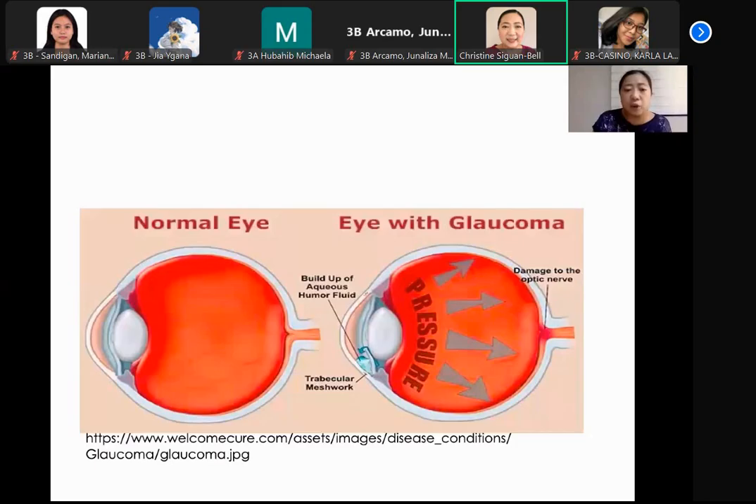This is a picture of the normal eye compared with an eye with glaucoma. If there is glaucoma and there is increase in intraocular pressure, this pressure will build up and cause damage to your optic nerve. The increase in intraocular pressure could either be due to increased production of aqueous humor fluid, or there is a problem with the flow of the aqueous humor inside the trabecular mesh.